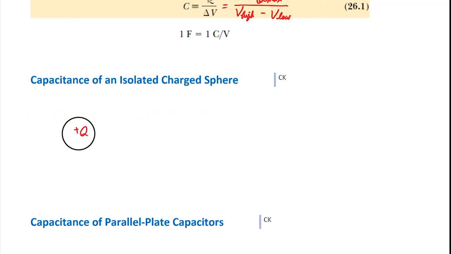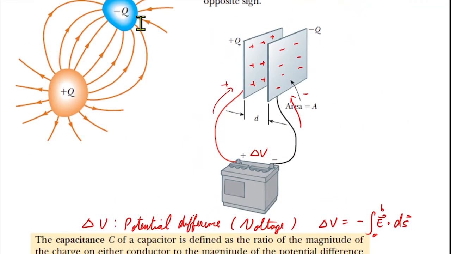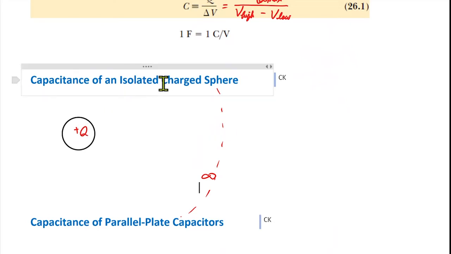Now, let's calculate capacitance. So first, we have this isolated conductor. Wait, didn't I just say that there should be two conductors and now there's only one? We can use infinity. Let's say this represents infinity, as the other one, potentially. So we have a positively charged conductor, and then compare that to zero potential at infinity. I will rewrite it like this: potential at infinity is equal to zero.